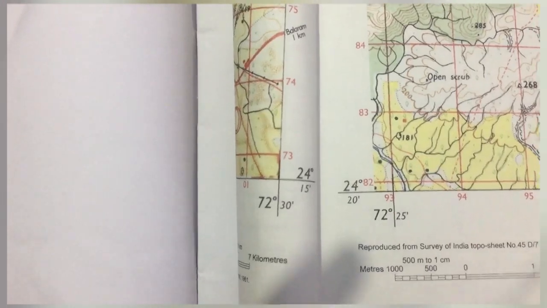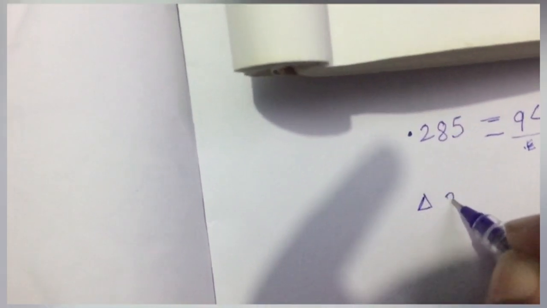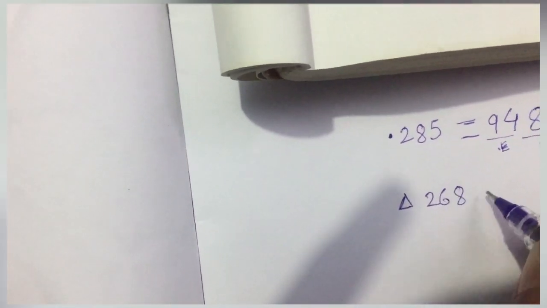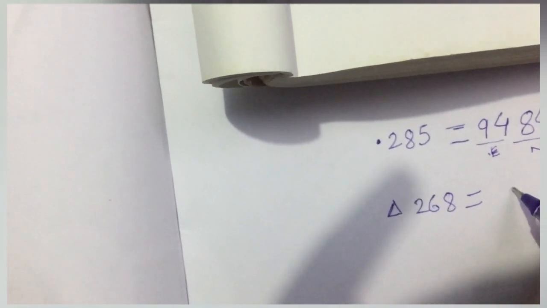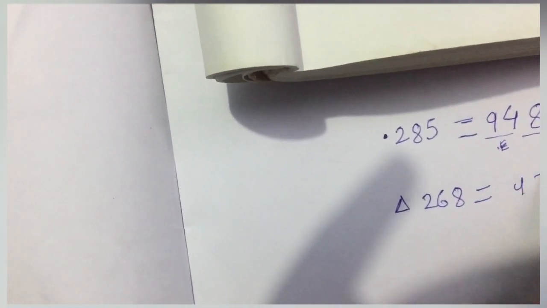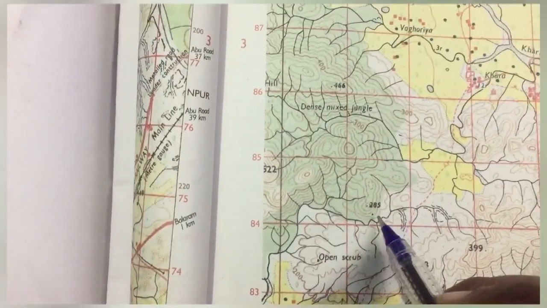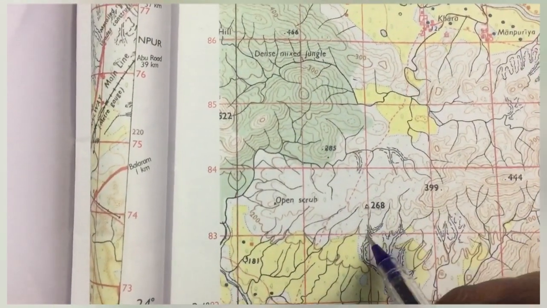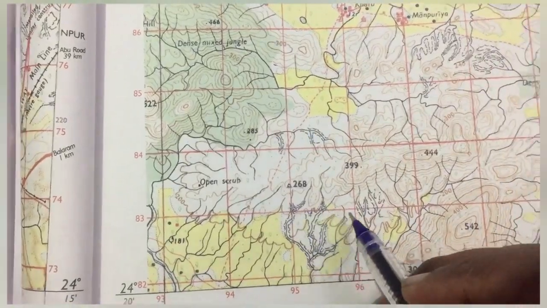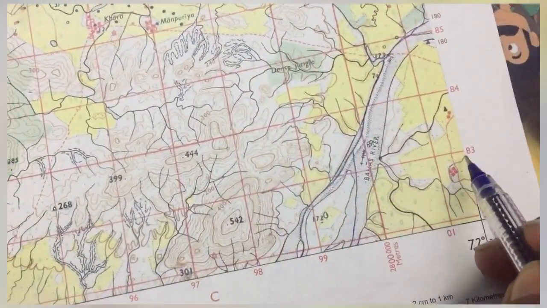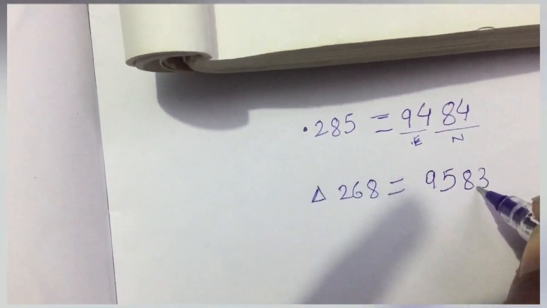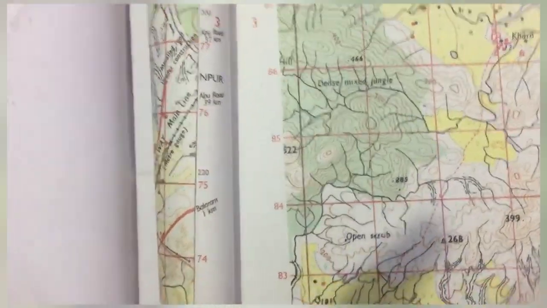Okay, so triangulated height 268 is, what was that? 95. Let us look at the northing. So this is the line we have taken, and now northing is this digit, that is 83. So this is your northing. You have got your four figure grid. Now let us come to the next example.